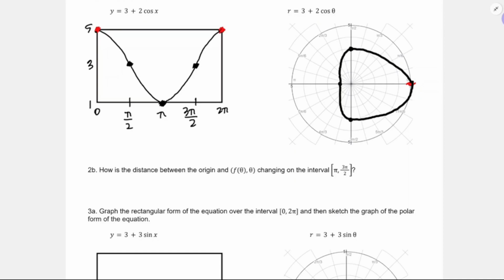Part B asks, how is the distance between the origin and f of theta changing on the interval pi to 3 pi over 2? It's increasing. First of all, look, it's getting farther from the origin as I go that way, pi to 3 pi over 2. But also, from pi to 3 pi over 2, r is increasing. This is the graph of r of theta, in a way that we're used to. And since it's going uphill, that means r is increasing, so the distance between the origin and the graph is increasing.